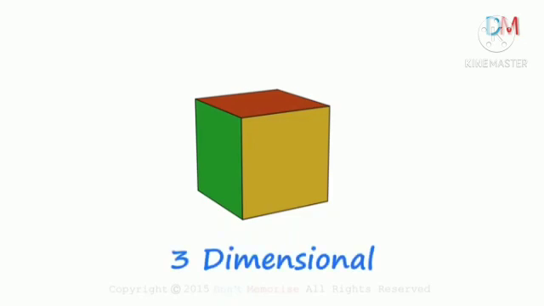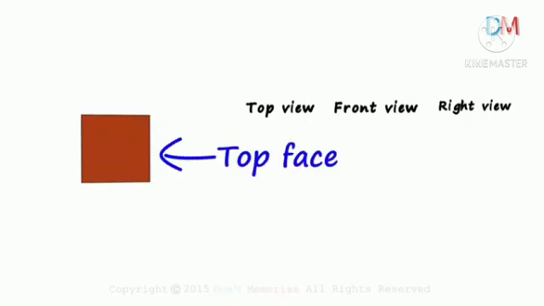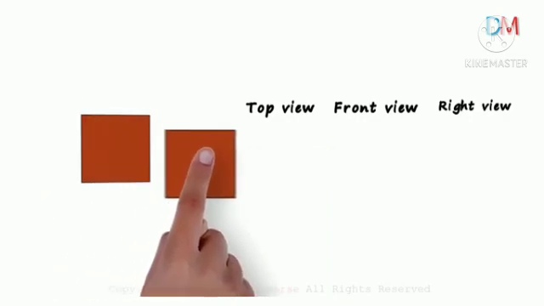Look at this colorful cube. It's three-dimensional as it occupies space. Now we will observe this cube from three different directions. We will look at the top view, the front view, and the right view. Let's get started. How would this cube look if you were viewing it from the top? All we would see is the top face, which is a square. The top view of this cube is a square.